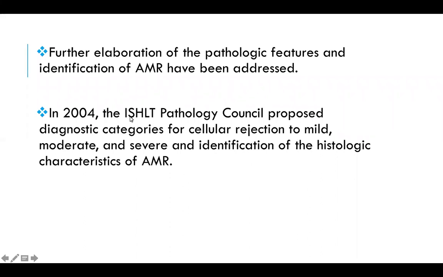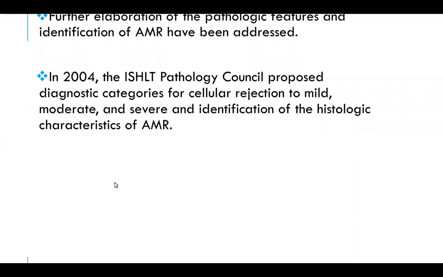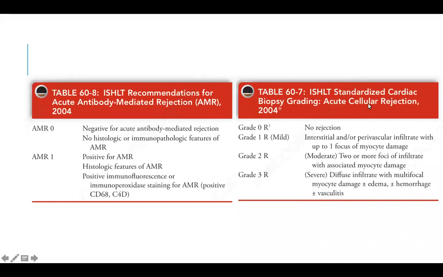In 2004, the International Society for Heart and Lung Transplantation Pathology Council proposed a diagnostic category for cellular rejection into mild, moderate, and severe, and the identification of histological characteristics of AMR. So on this table, we can see the grading of acute cellular rejection. Grade 0R means no rejection. Grade 1R is mild: there is interstitial and/or perivascular infiltrate with up to one focus of myocyte damage. Grade 2R, which is moderate, means two or more foci of infiltrate with associated myocyte damage. Grade 3R means severe diffuse infiltrate with multifocal myocyte damage, plus or minus edema, plus or minus hemorrhage, plus or minus vasculitis.